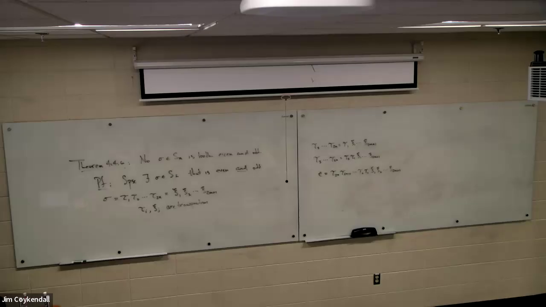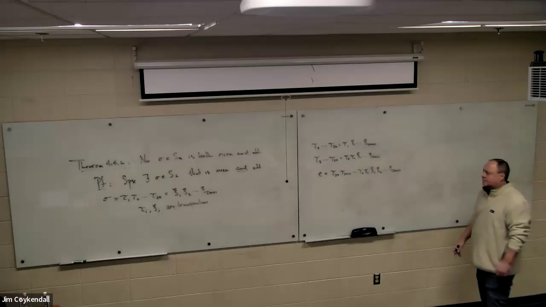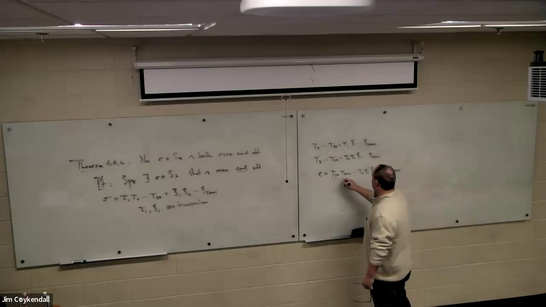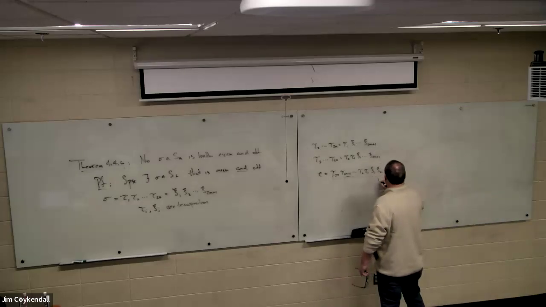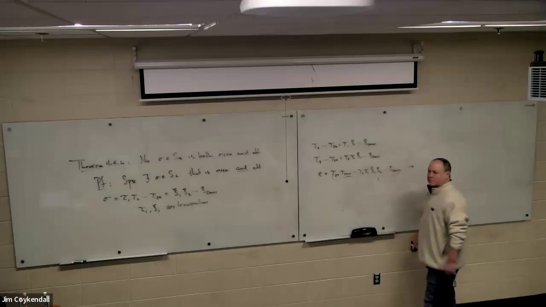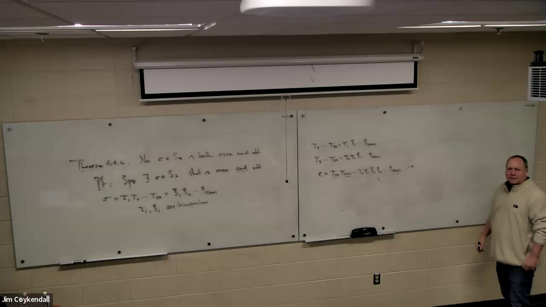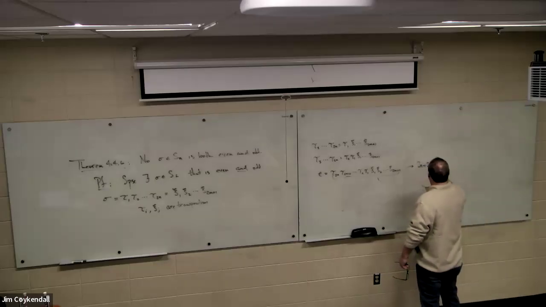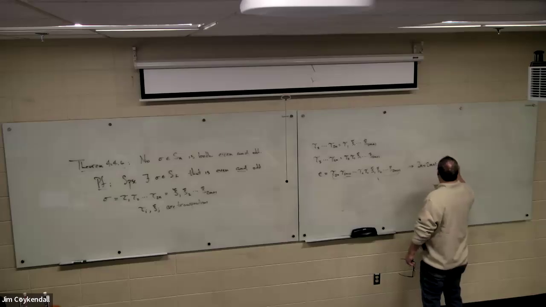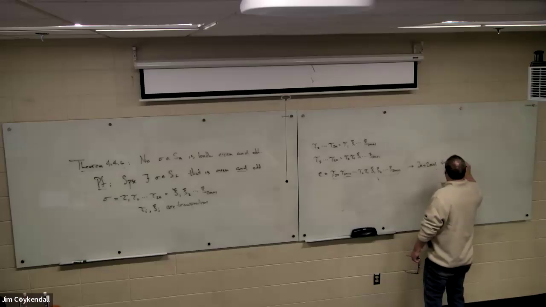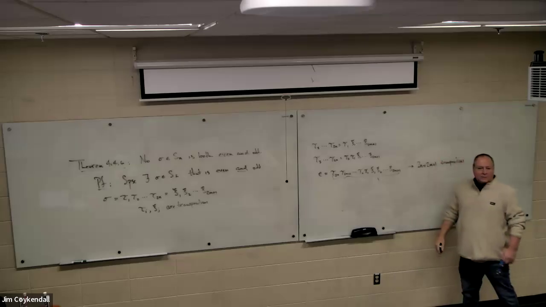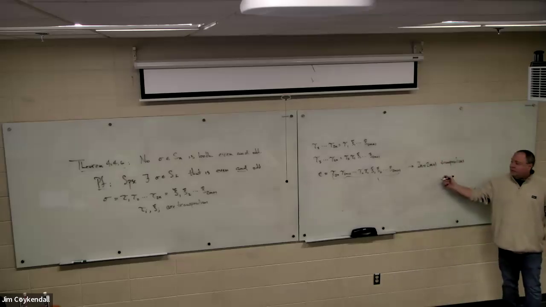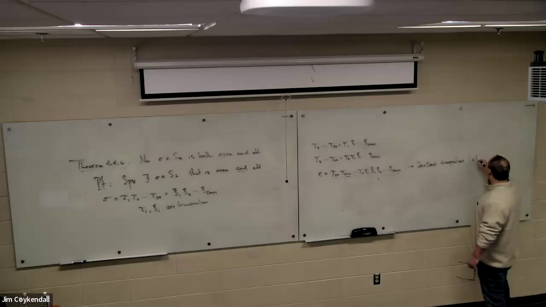How many permutations, or I'm sorry, how many transpositions do I have on the right side of this equation? How many transpositions do I have? 2n plus 2m plus 1, right? Everybody okay with that? And I don't know much, but I know this is odd.